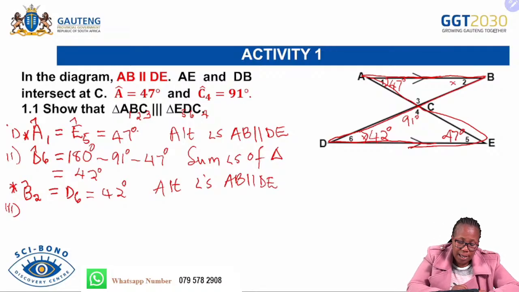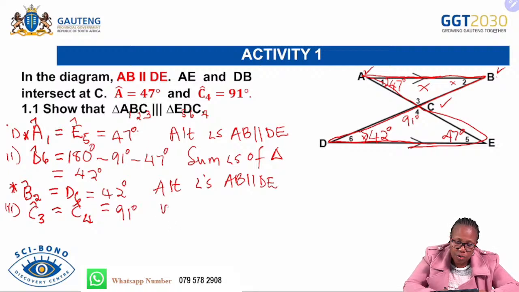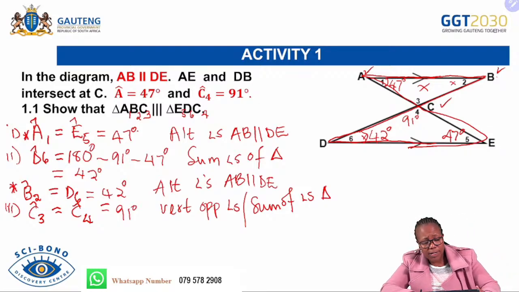We started with A and then B, we now talk C3. If we start in that triangle, you must stick to the pattern. So it will be angle C3 is equal to angle C4, which is equal to 91 degrees. What is making this equal? You can talk vertically opposite angles, or you can just tell us it's because of sum of angles of a triangle, because that is the remaining angle in both triangles.